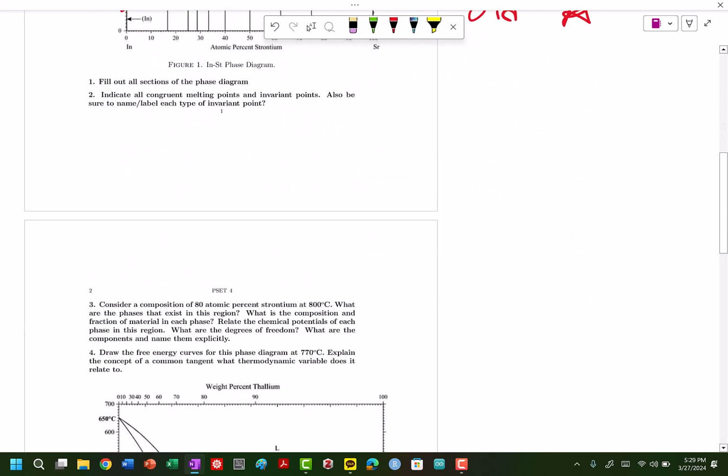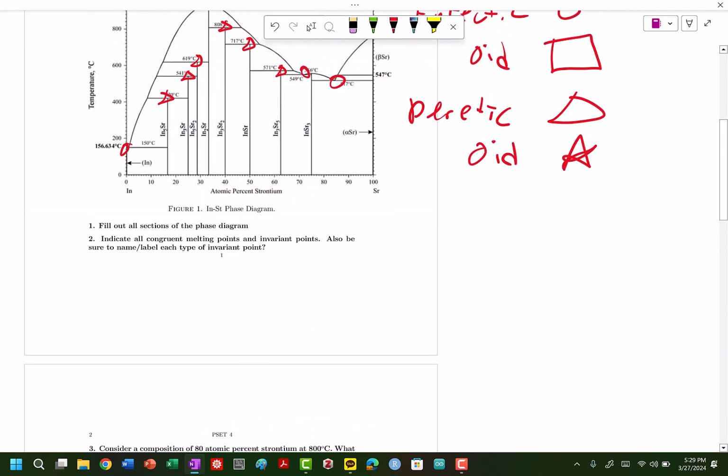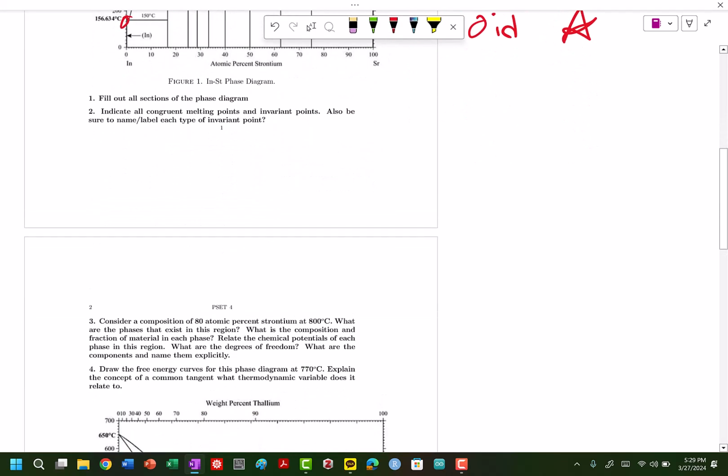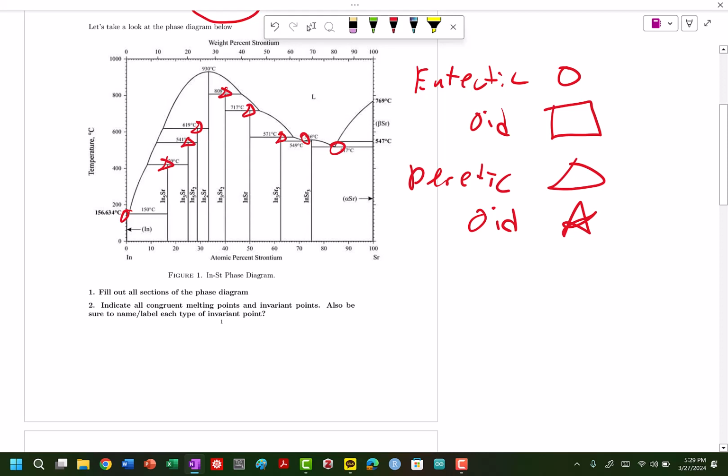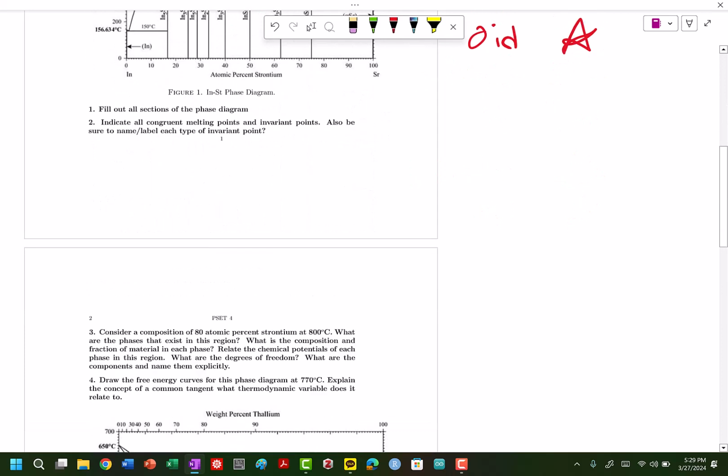Great. 80% strontium at 800 C. So let's go ahead. We'll erase just this, but let's keep our legend. 80% strontium, 800 C. So we're going to go right about right here. What are the phases that exist? Only liquid. What's the composition and fraction? Composition is 80% in the liquid phase. The fraction of liquid will be 100%, or 1.0.